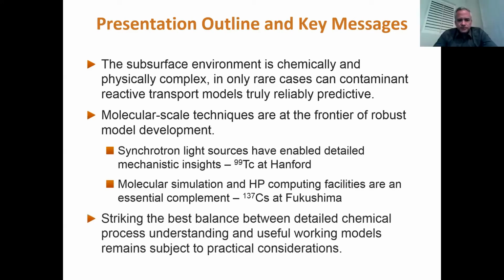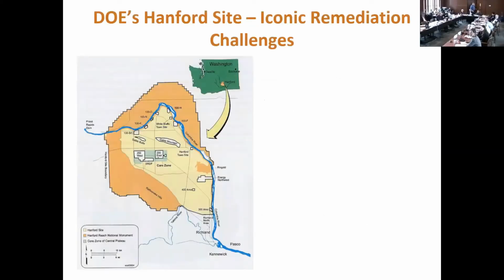Just as a philosophical statement, though, I would say that striking the best balance between detailed chemical process understanding and useful working models remains subject to practical considerations such as time, money, and the specific need.